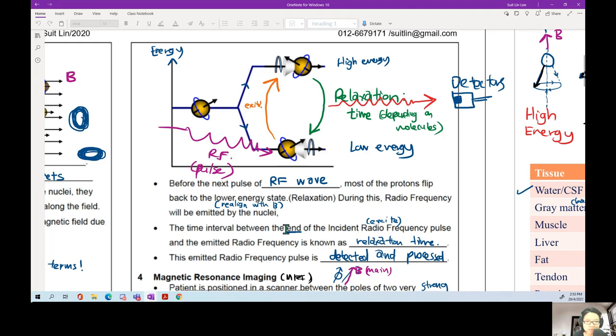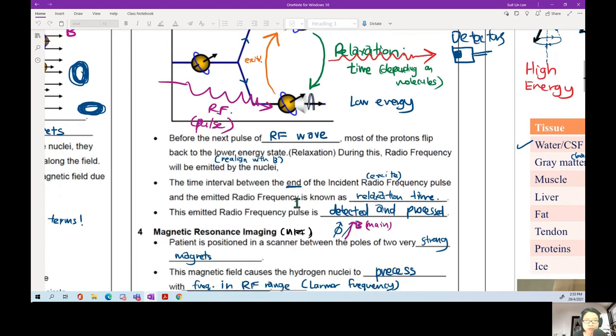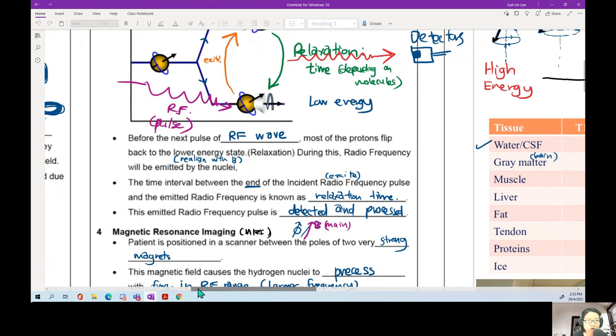The time interval between the end of this pulse, so let's say I send out this pulse, there's no more radio frequency, I start my timer. This one gets excited, stays here for a while, de-excites or relaxes. During the relaxation process, it will send out the radio frequency. I stop the stopwatch. Okay, so that is the time interval. Between the end of the incident radio frequency pulse and the emitted radio frequency pulse is called the relaxation time. And this emitted radio frequency pulse is detected and processed inside the computer.